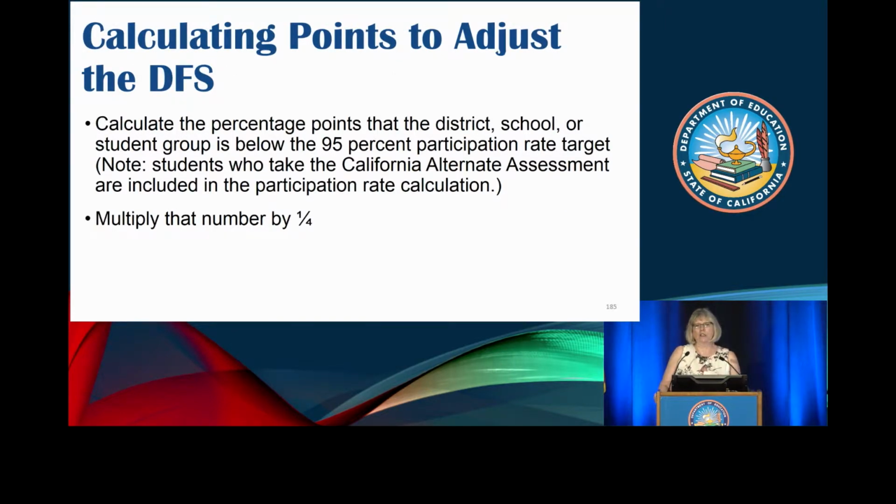I was going to do a little quiz on how to do this calculation, but since it's the end of the day and you already have a lot of information, I just thought I'd tell you how we're going to do it. It's important to keep in mind that when we're looking at the participation rate, we are including students who take the California Alternate Assessment. Once we determine how many points away a school or a student group is from the 95% participation rate, we are going to multiply that by 1/4.